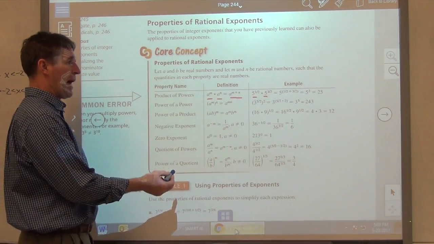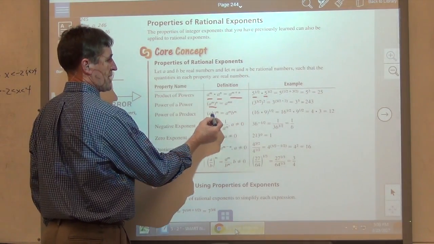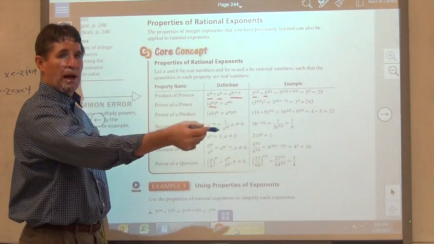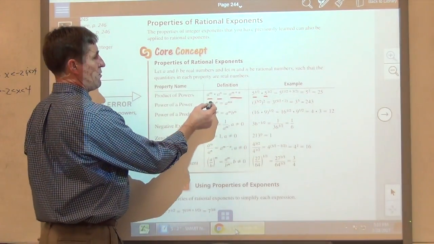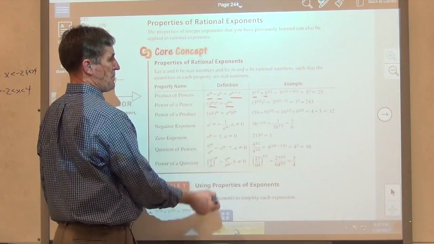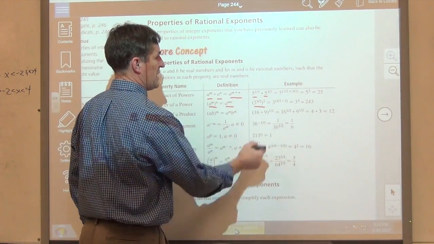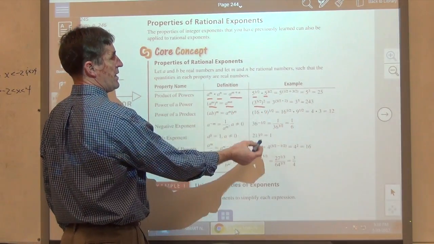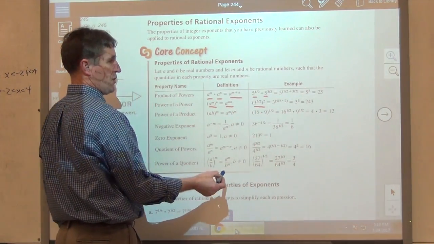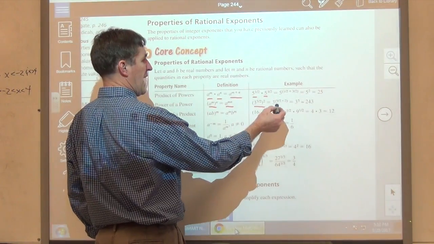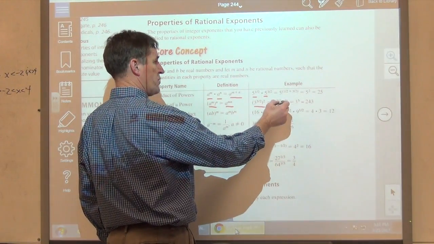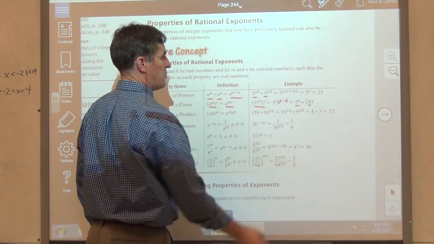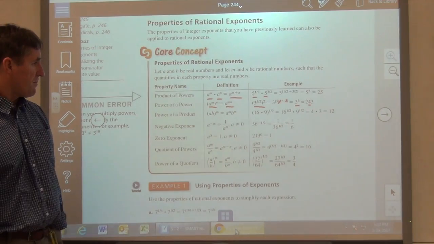Then a power of a power is when we have a base in parentheses and the power is to another power. When you do that, you multiply the exponents, so m times n. An example here is 3 to the 5/2 power to the second power. Then we take 5/2 times 2. Now you can do 10/2 and reduce to 5, or the 2's cancel. Either way you get 3 to the 5th, which is 243.